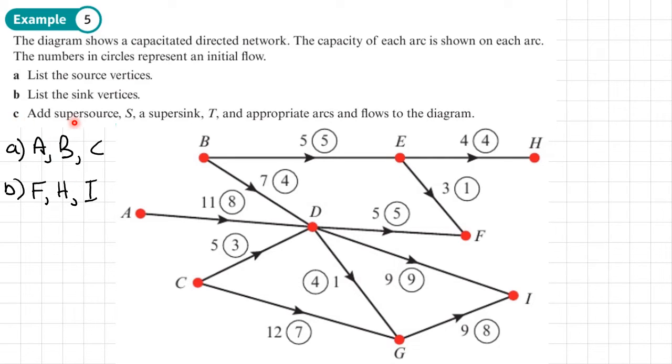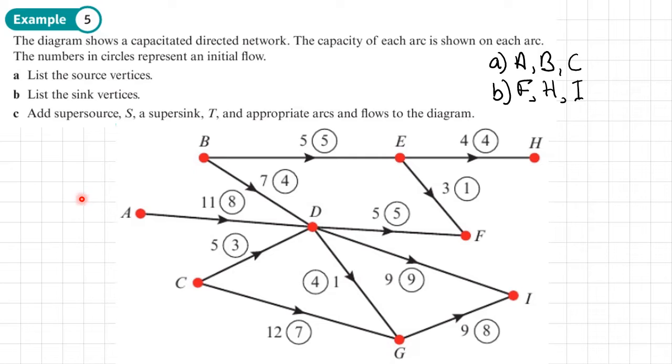Part C, add supersource S and supersink T and appropriate arcs and flows on each diagram. Okay, so let me move my answers for part A and B up here, because I want the space to draw in my supersink over here. Okay, so I want to connect all of these vertices to a supersource here, and we're calling that S.